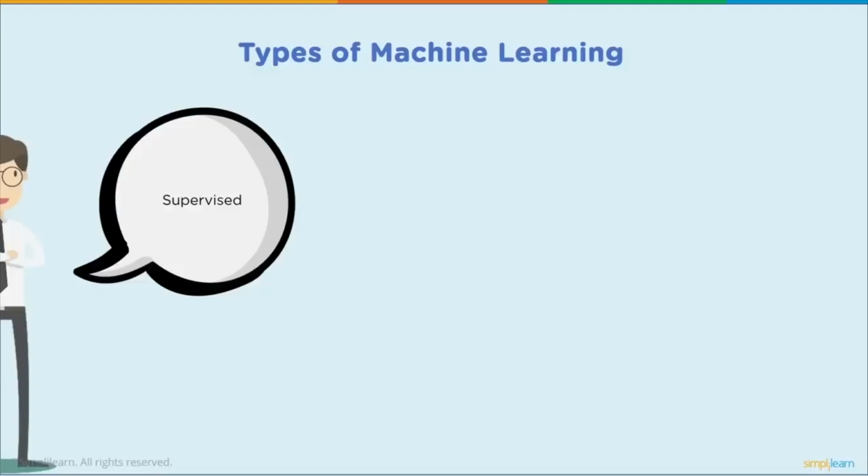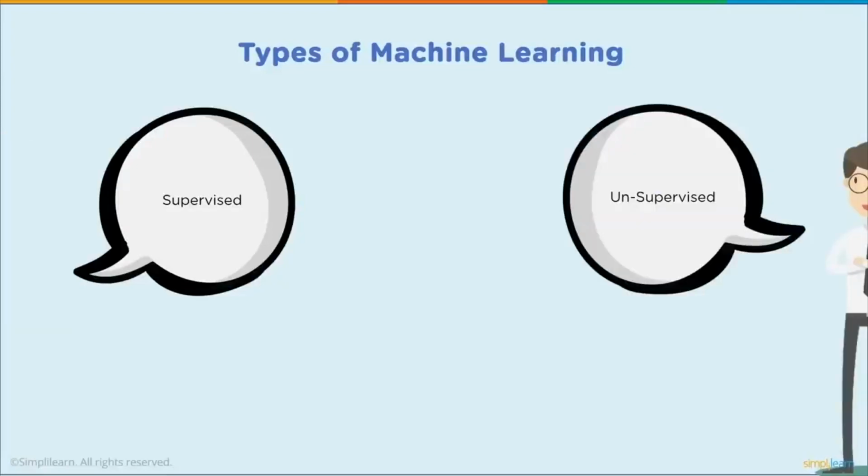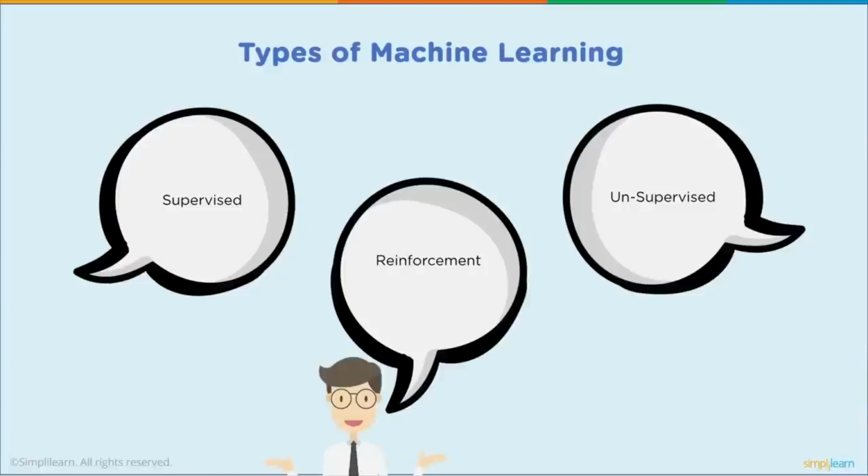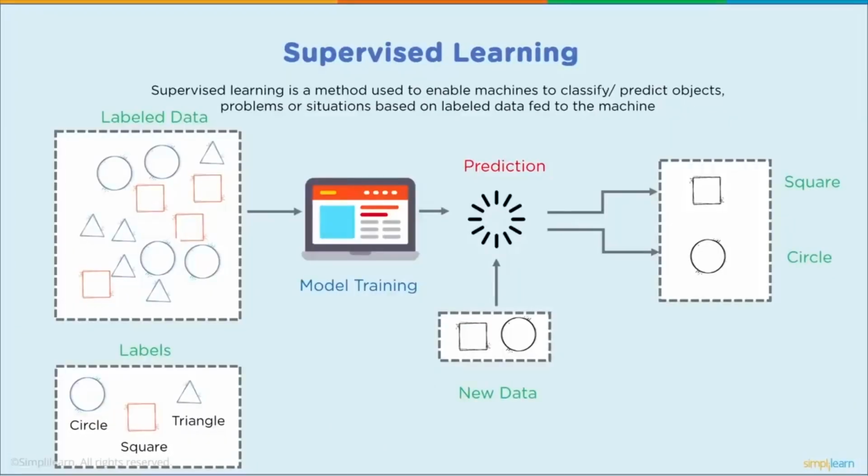And these last few bring us into the next topic, which is another way of dividing our types of machine learning, and that is with supervised, unsupervised, and reinforcement learning. Supervised learning is a method used to enable machines to classify, predict objects, problems, or situations based on labeled data fed to the machine.